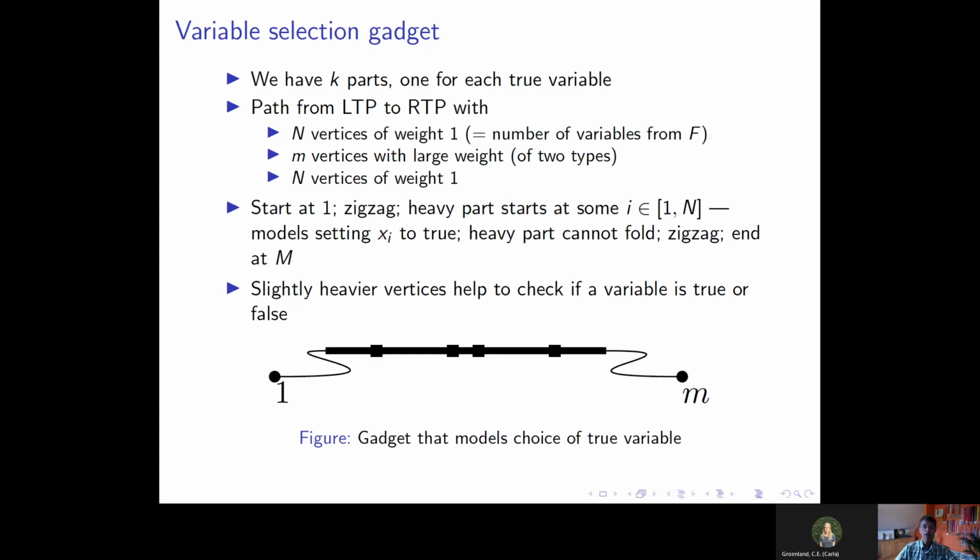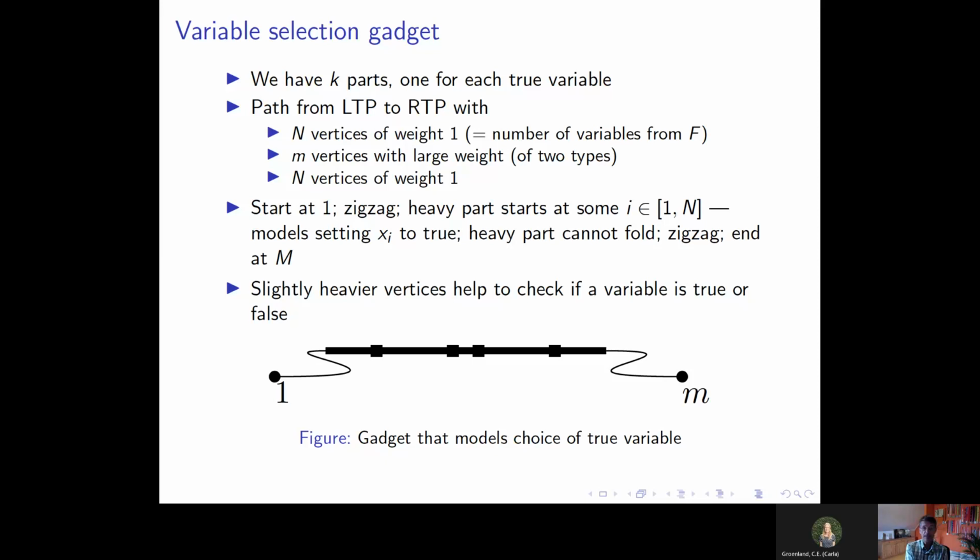We have k parts, each for one true variable, which we call the variable selection parts. And for this, we have a path going from the left turning point to the right turning point, where we first have n vertices of weight 1, where n is the number of variables from our formula. Then we have m vertices with large weights, actually of 2 types, and then again n vertices of weight 1. And the only way you can map this is you can start at 1, zigzag maybe a little bit, then start the heavy part at some i between 1 and n. And if you start at point i, then this models setting x_i to true.